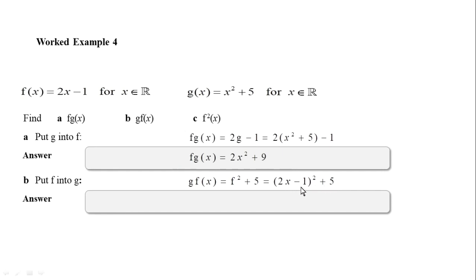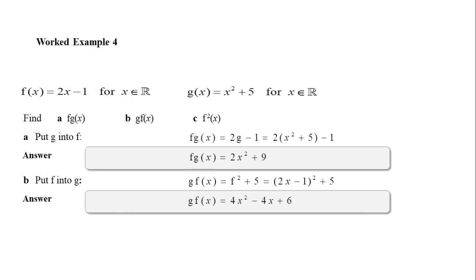This 2x minus 1 is a square of a binomial. You just apply your square of a binomial, it will become 4x squared minus 4x plus 1. Then you add that excess plus 5. 1 plus 5 will give you 6. So your answer here is 4x squared minus 4x plus 6.